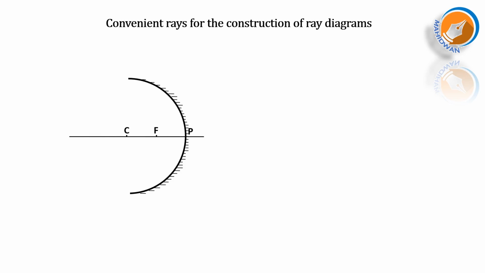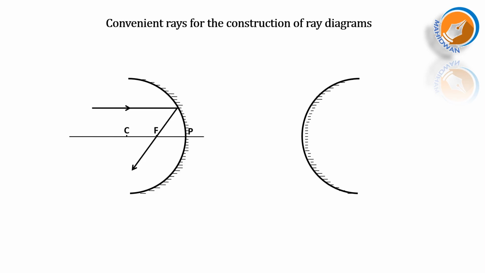So the first ray which you are going to draw is a ray parallel to the principal axis. The rule says that any ray which is parallel to the principal axis, after reflection, has to pass through the focus. So this is the way it is supposed to be reflected. It has to pass through focus. This was in the case of a concave mirror.